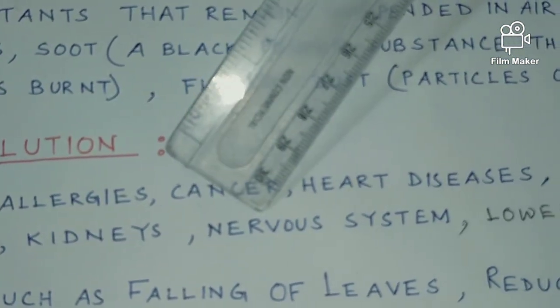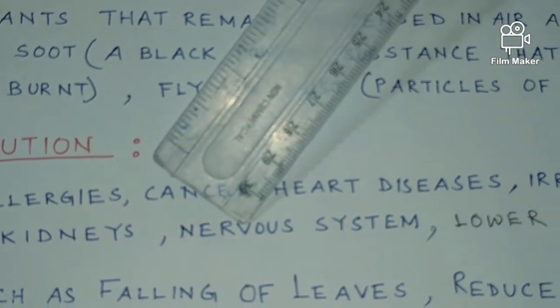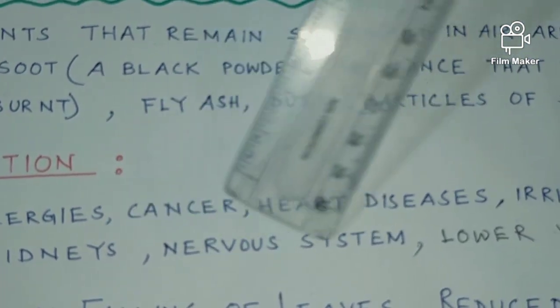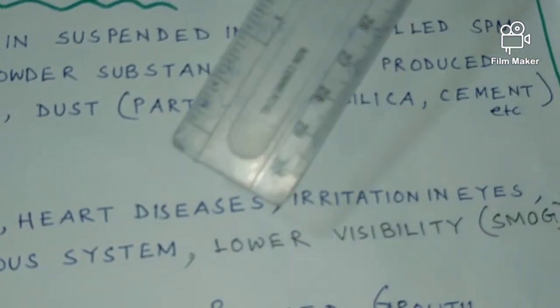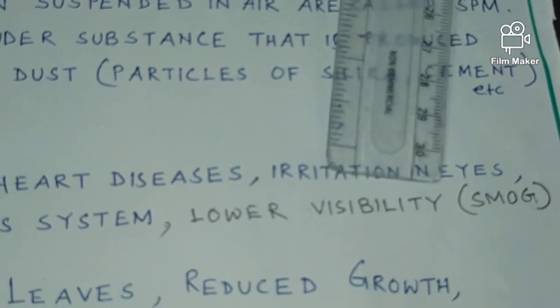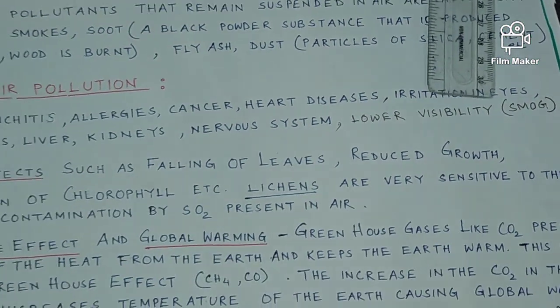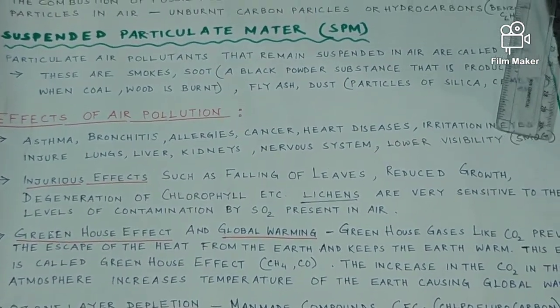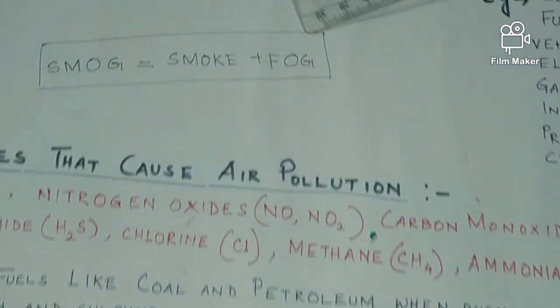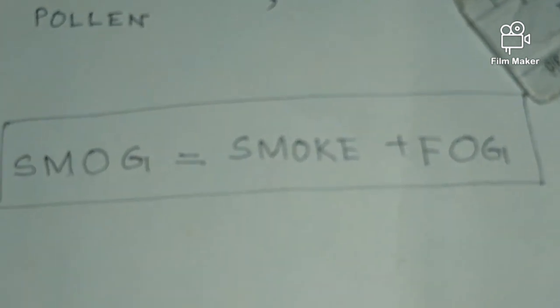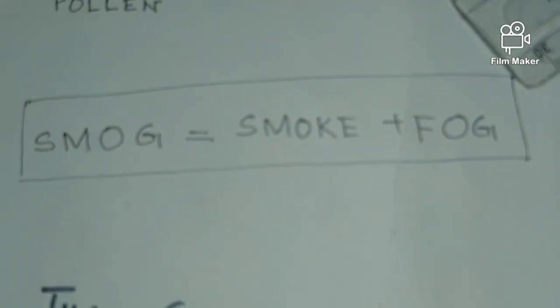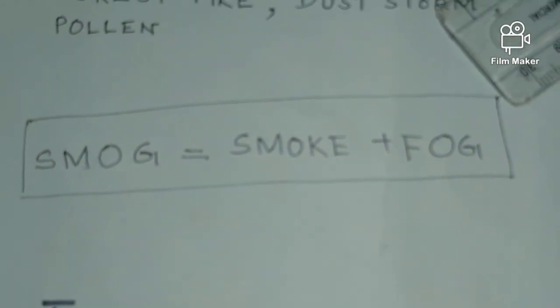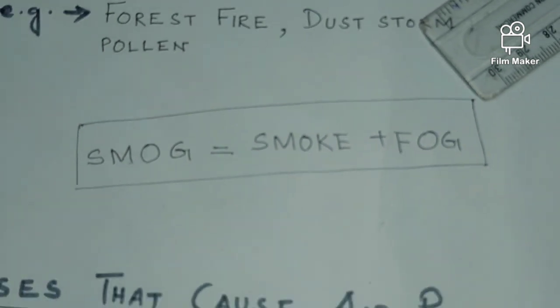Then it will also deteriorate the nervous system. Then it will also cause lower visibility, and this lower visibility is due to smog. So what is smog? When the smoke particles get mixed with fog in the cold winter season, it will produce smog, and due to smog the visibility is lower.